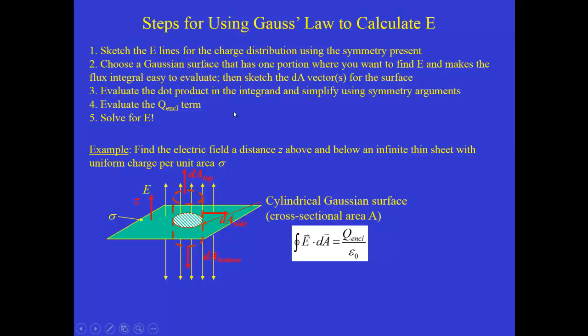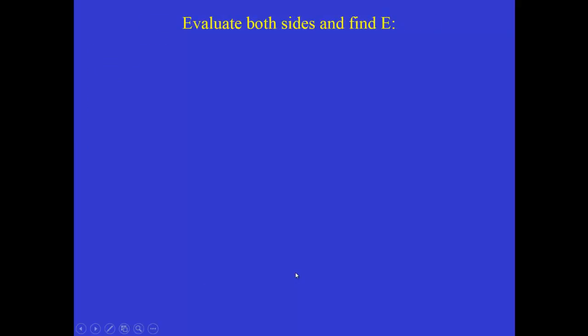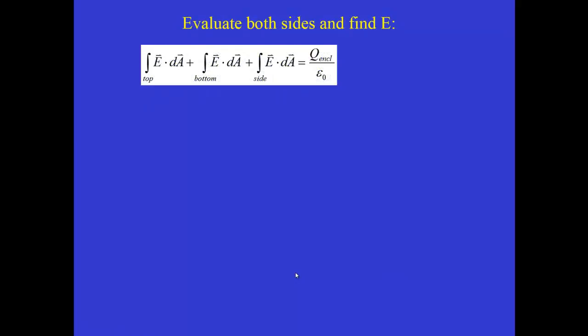So we'll evaluate the dot product in the integrand, simplify it using symmetry arguments. Then we'll evaluate the Q enclosed term on the right-hand side, and finally, if we're able to, if the charge distribution has a high enough symmetry, we'll be able to solve for the E that we want. So here's where we go. On the next slide, we're going to evaluate both sides and find E.